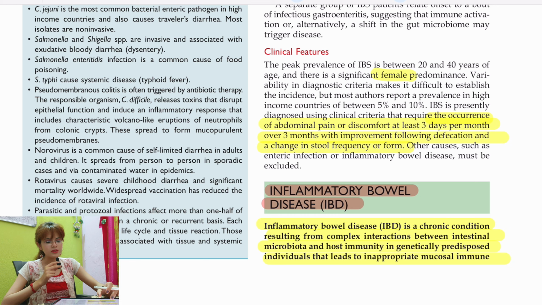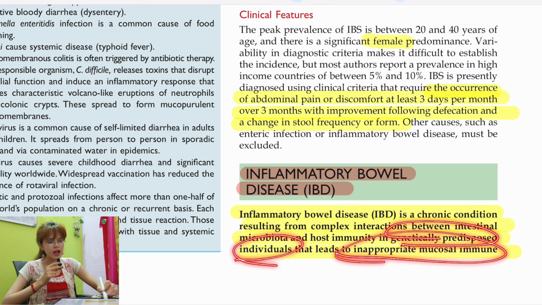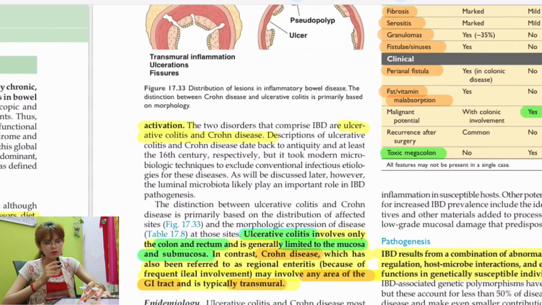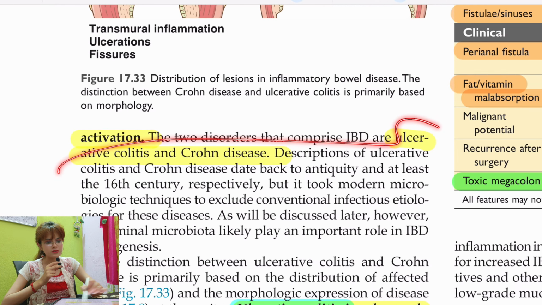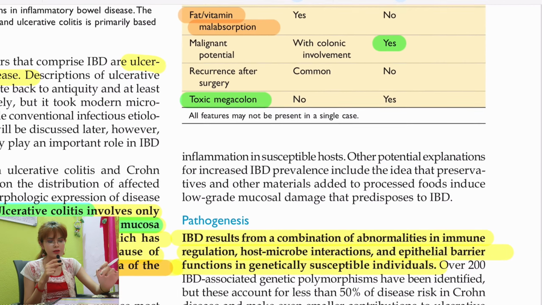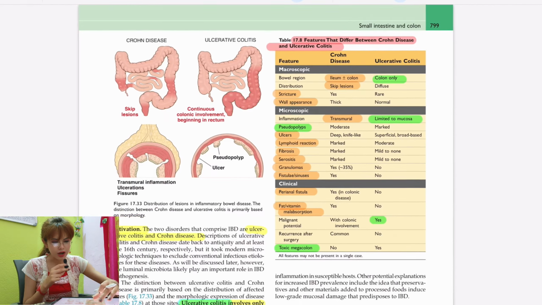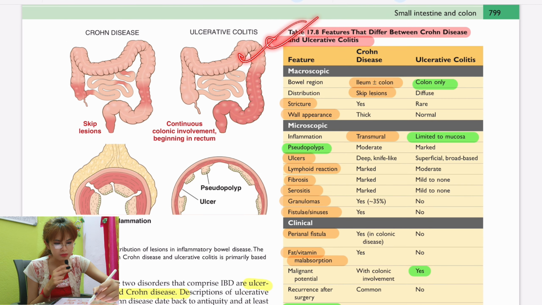Yes, so inflammatory bowel disease is a chronic condition resulting from complex interaction between intestinal microbiota and host immunity in a genetically predisposed individual that leads to inappropriate mucosal immune activation. The two diseases are ulcerative colitis and Crohn's disease. So basically this happens because of some kind of immune dysregulation, right? So this is the chart I was talking about, a very important last minute revision topic for your exams.